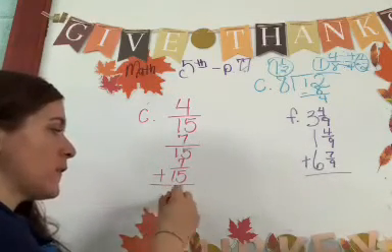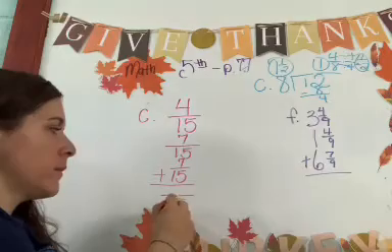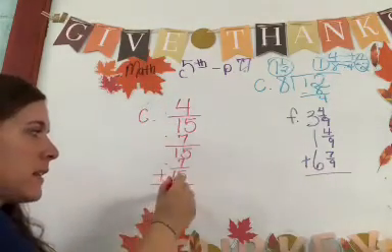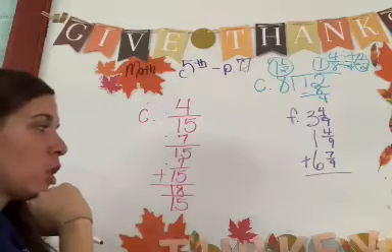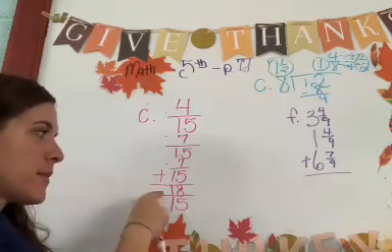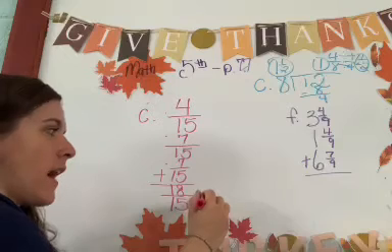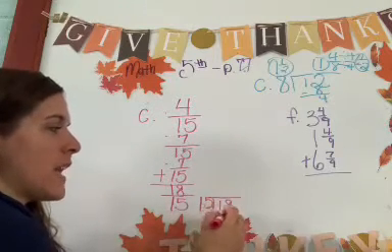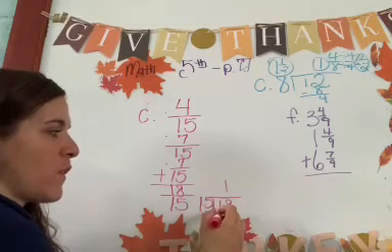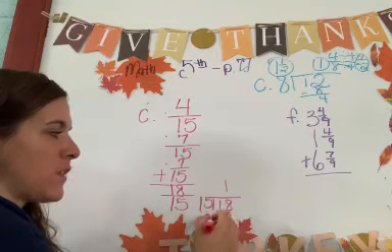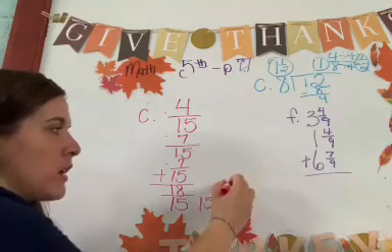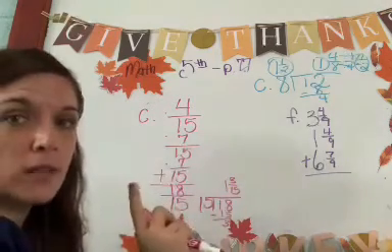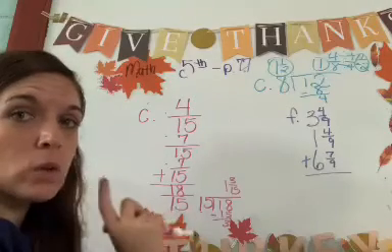We put our 15 on the bottom. And we go 4 plus 7 is 11 plus 7 is 18. Okay, we look at it and we say the 18 is bigger than the 15, so I need to divide. 15 goes into 18 one time. 1 times 15 is 15. 18 minus 15 is 3. 3 goes right here and the 15 goes right here. But we're not done, right? Because now we need to reduce.